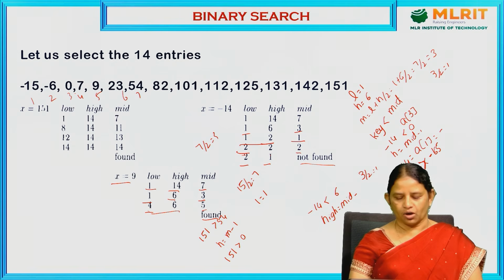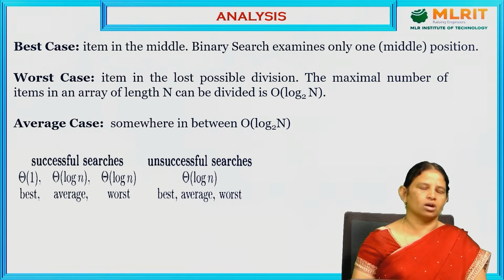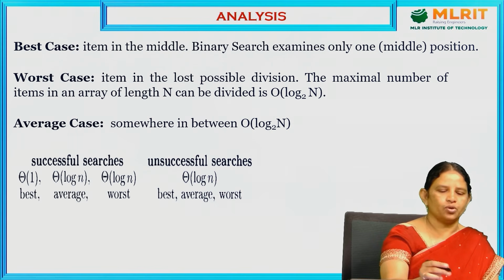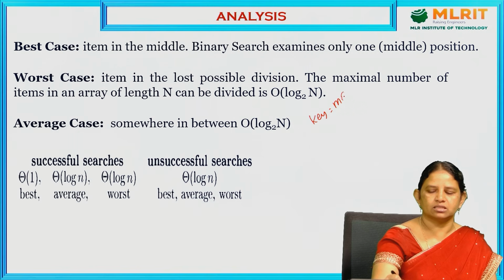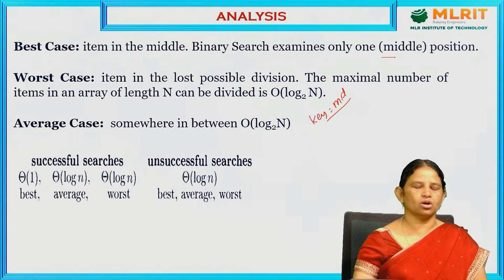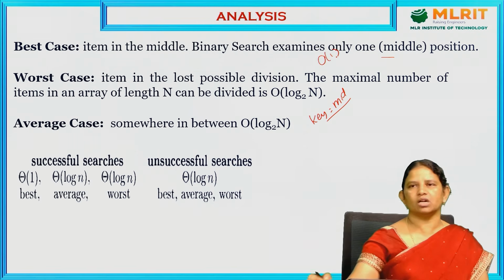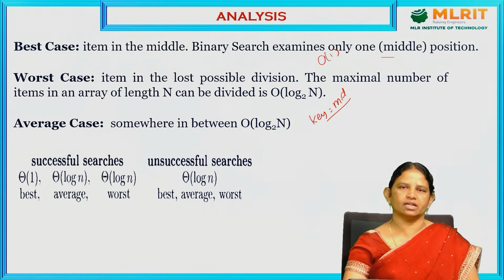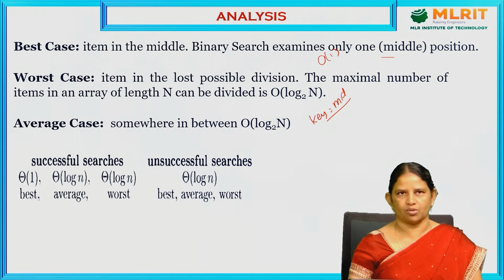So like that we have to calculate whether the element is present in the list or not. Coming to the analysis of binary search, suppose the key element and the mid element are the same, then only one comparison is required. That is called the best case. In the best case, the time complexity is one comparison, so big O of 1 is the best case time complexity.